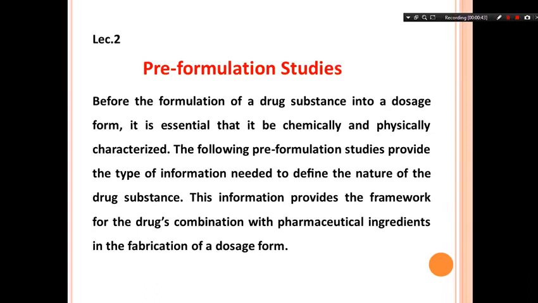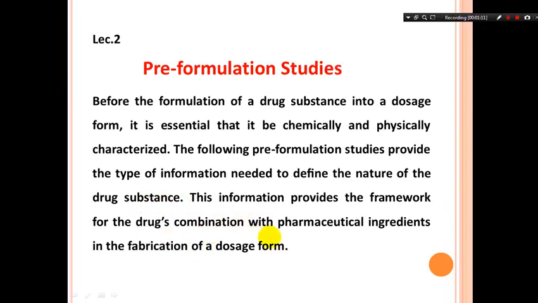Before any formulation of any dosage form, we must make some pre-formulation studies regarding the chemical and physical properties of the drug. These studies will give us information about the nature of the drug substance.